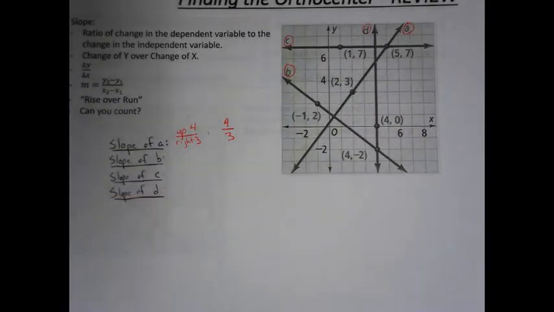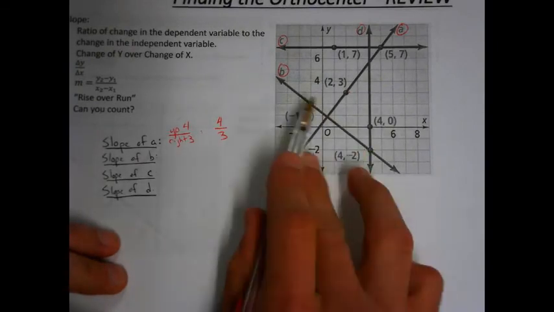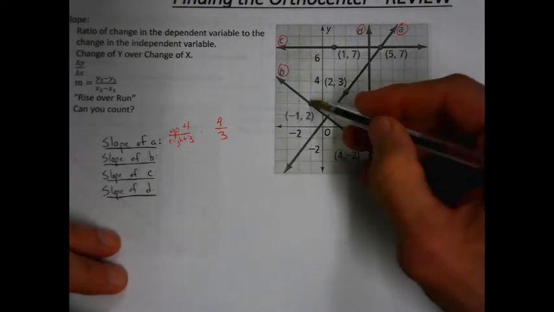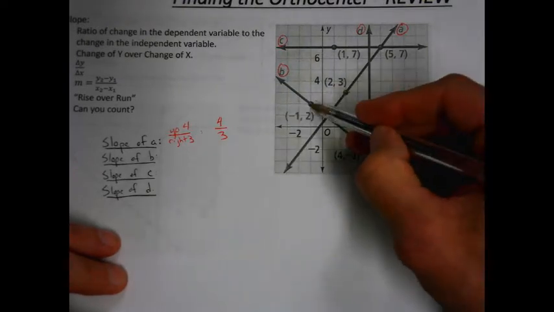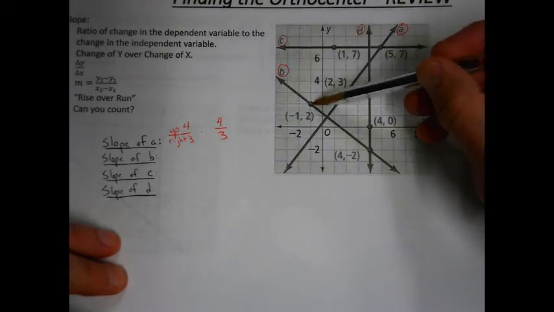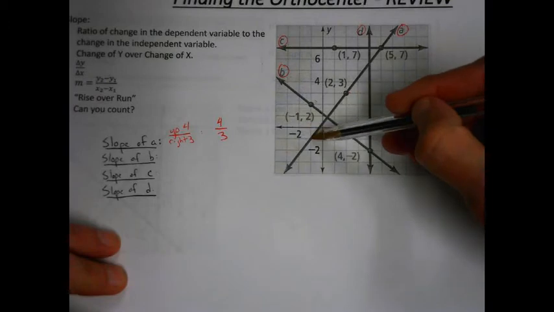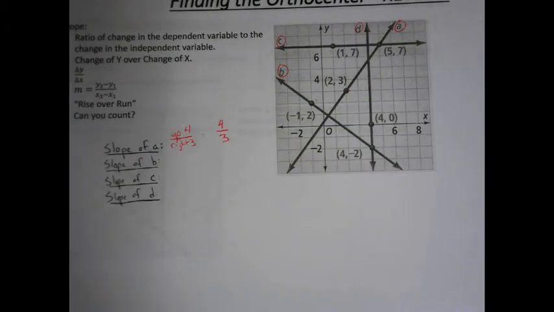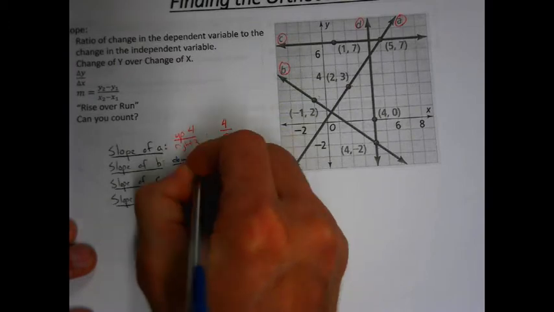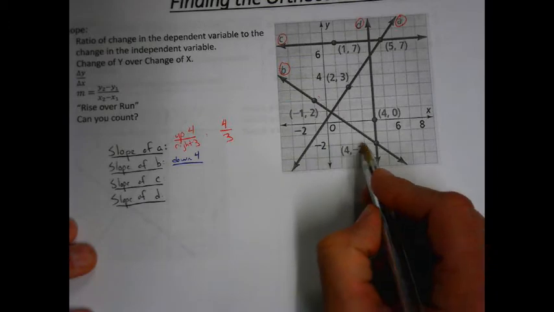How about the slope of B? Here's line B, and we've got two ordered pairs here, and we're going to count rise over run. Up, down, left, right, doesn't matter. Rise over run from point to point. I'll start at the top ordered pair, and I'm going to go up or down. Clearly, I'm going to have to go down 1, 2, 3, 4 units. So for the slope of B, I'm going down 4 units. Now I'm going 1, 2, 3, 4, 5 units to the right.